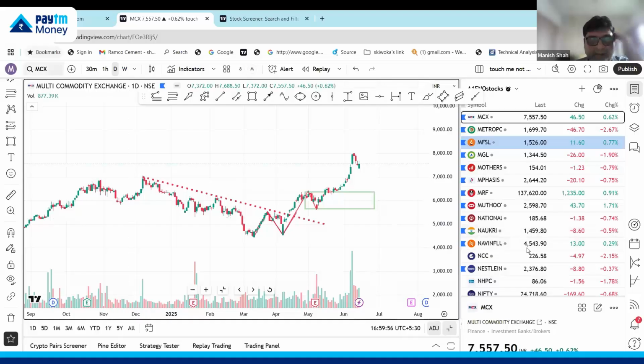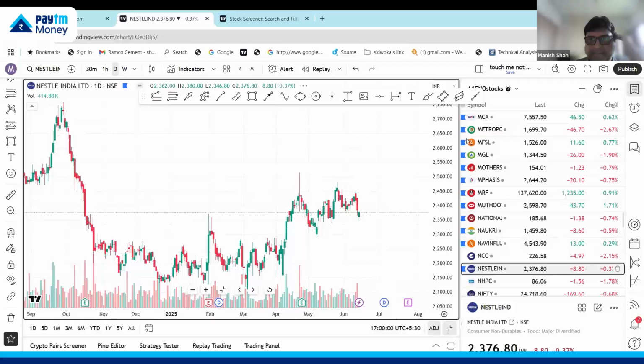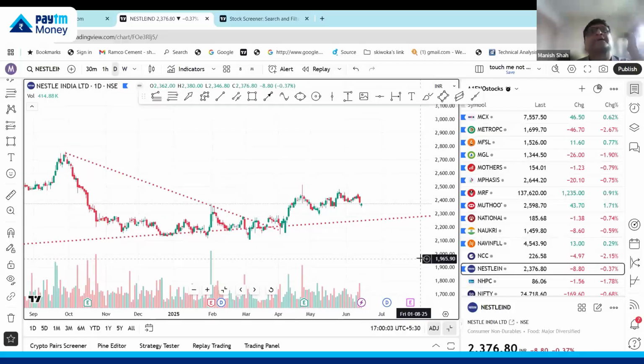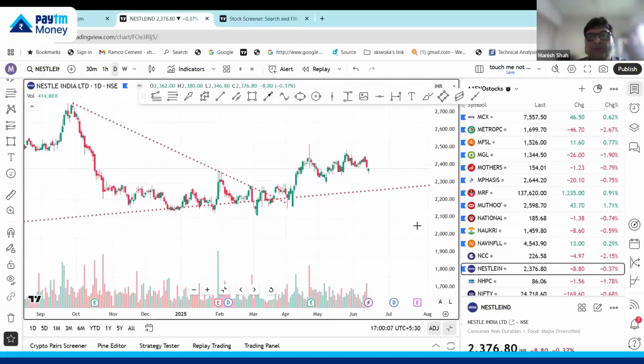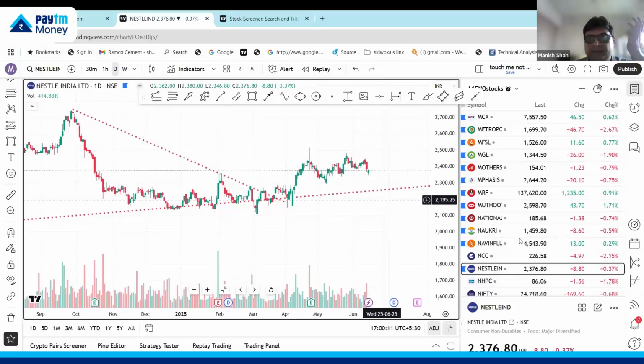Let's compare MCX. Let's put up another stock. What about Nestle? Which stock shows you a stronger momentum, Nestle or MCX?